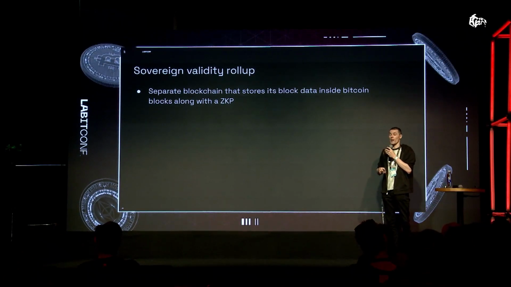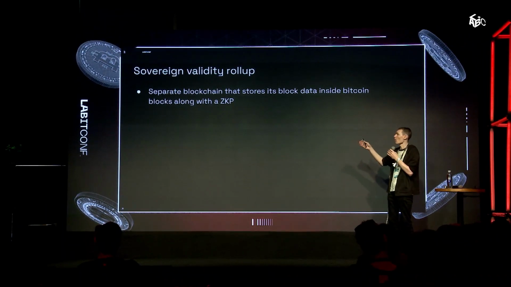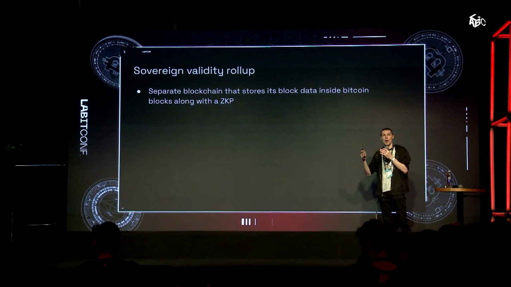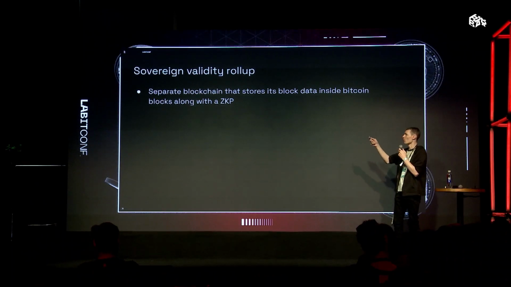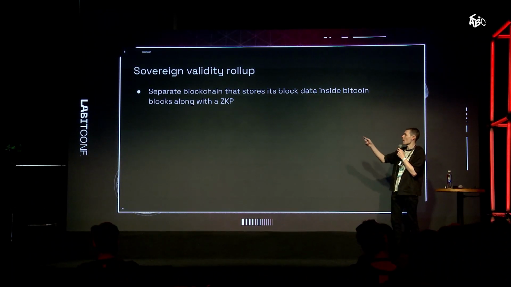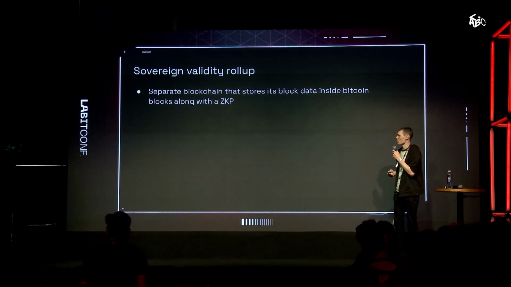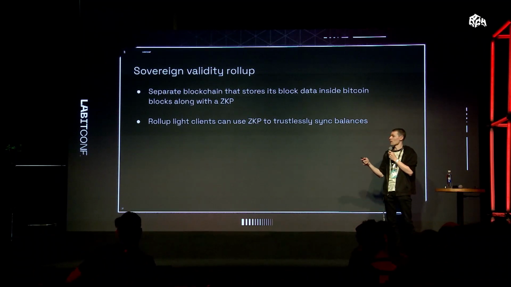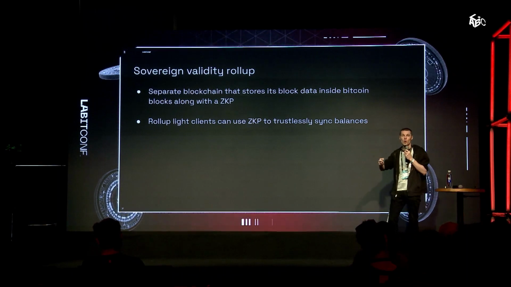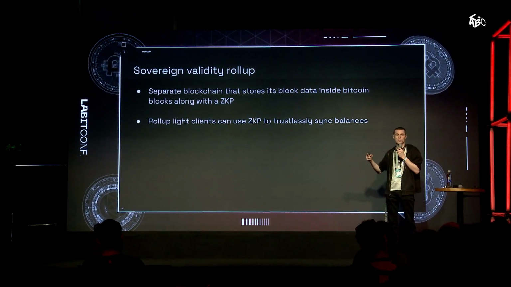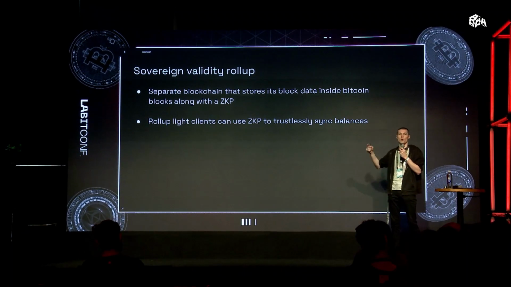There's also a variant of rollup called a sovereign rollup, which you'll probably be hearing more about, because a sovereign rollup is something that you can actually build today. We don't have the opcodes necessary to build a layer 2 validity rollup on Bitcoin today, but we do have the capabilities of building a sovereign validity rollup. So this is a separate blockchain that stores its block data inside of Bitcoin blocks along with a zero-knowledge proof. And then rollup-like clients can use the zero-knowledge proof to trustlessly sync with the blockchain. So instead of having to run a full node and re-execute all of the transactions of the rollup themselves, they just download a proof and they know that they're on the right chain and trustlessly sync their balances.